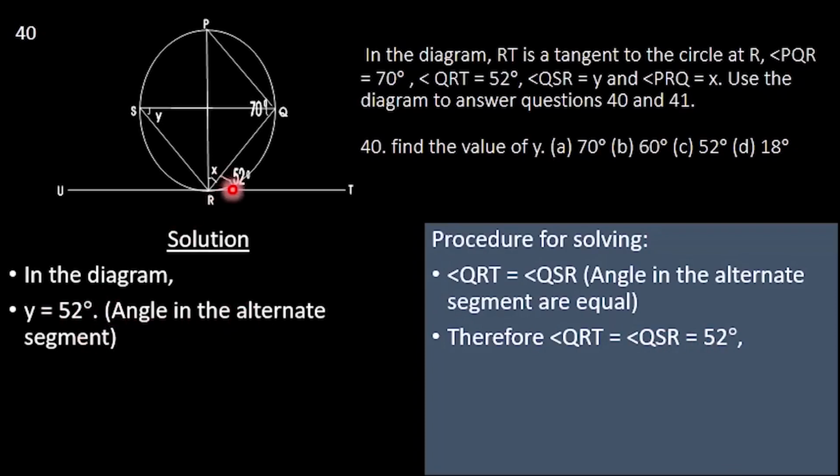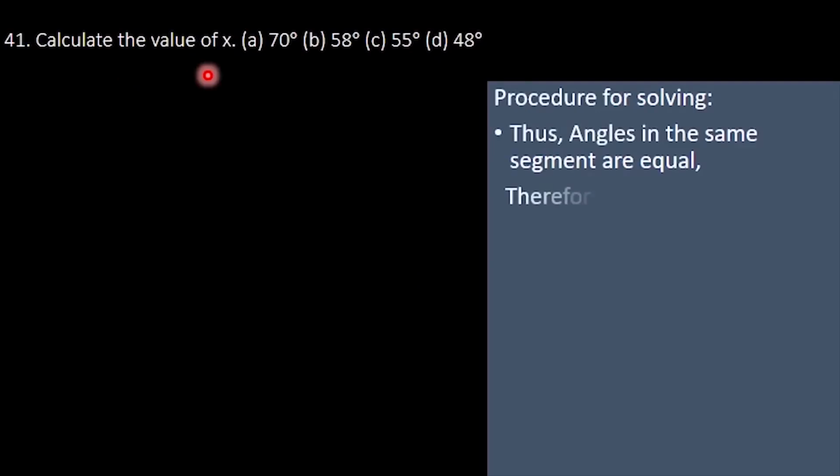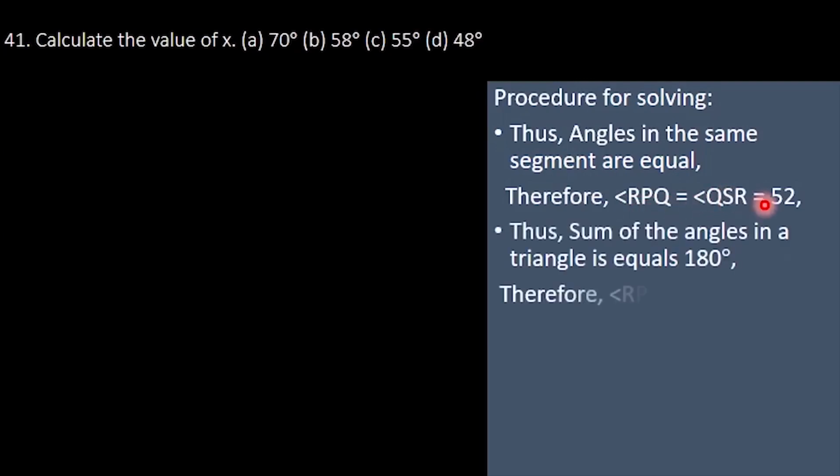Question 41. Calculate the value of X. The procedure for solving now: angles in the same segment are equal. Therefore, angle RPQ is equal to angle QSR, equal to 52 degrees. Thus, sum of the angles in a triangle is equal to 180 degrees. Therefore, angle RPQ plus angle PRQ plus angle PQR is equal to 180 degrees.